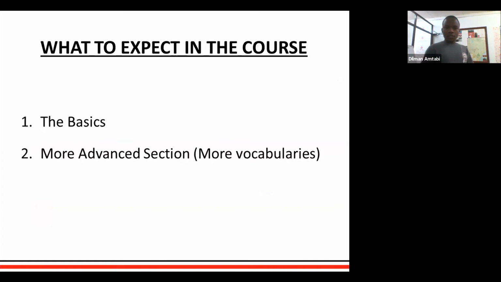So what do we expect in this course? And here we are going to talk about what the course will entail. So the first part of it is the basics, and the second part of it is the more advanced section. And here we are talking about in the more advanced section will be more vocabularies together with more sentence examples.